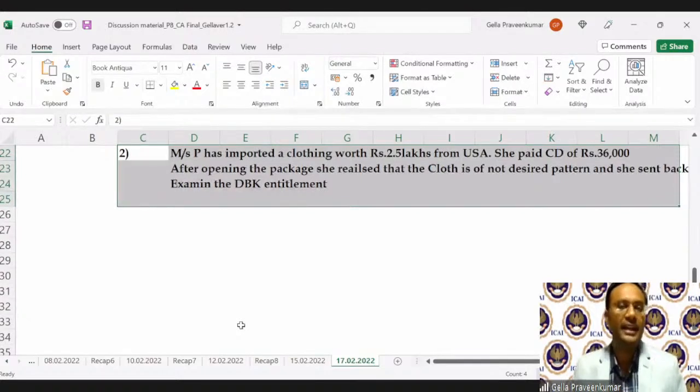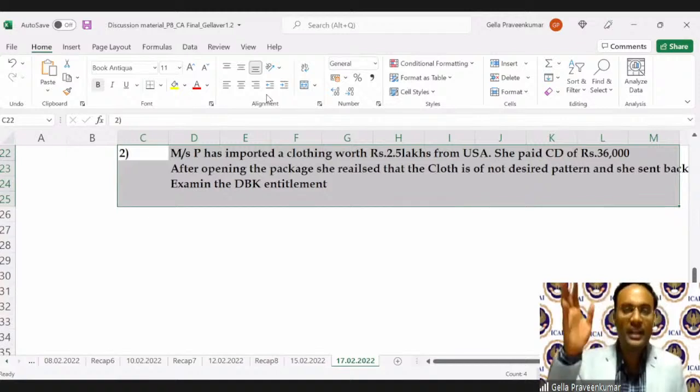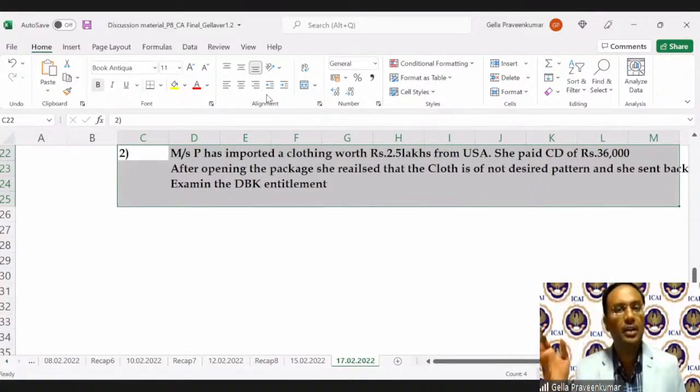Examine the drawback entitlement. Now, assuming for a moment we take the devil's advocate argument, saying that Mrs. P has ordered a pink color, but the clothing has come in green color. Can you take that stand? Look at various options. In case of clothing, can you take that particular stand? Answer based on your suitable assumptions for question number 2.